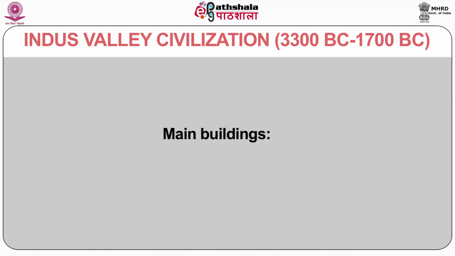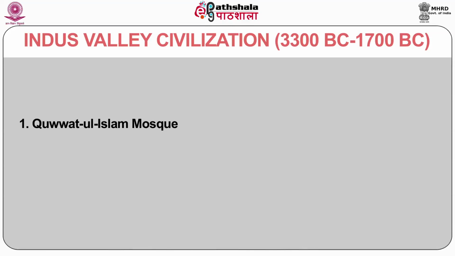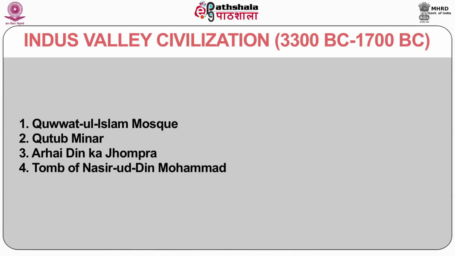The main buildings of this dynasty include the Quwwat ul-Islam Mosque. The second one was Qutub Minar. The third one is Arhai Din Ka Jhonpra. The fourth one is the tomb of Nasir ud-Din Muhammad. The fifth one was the tomb of Shams ud-Din Iltutmish.